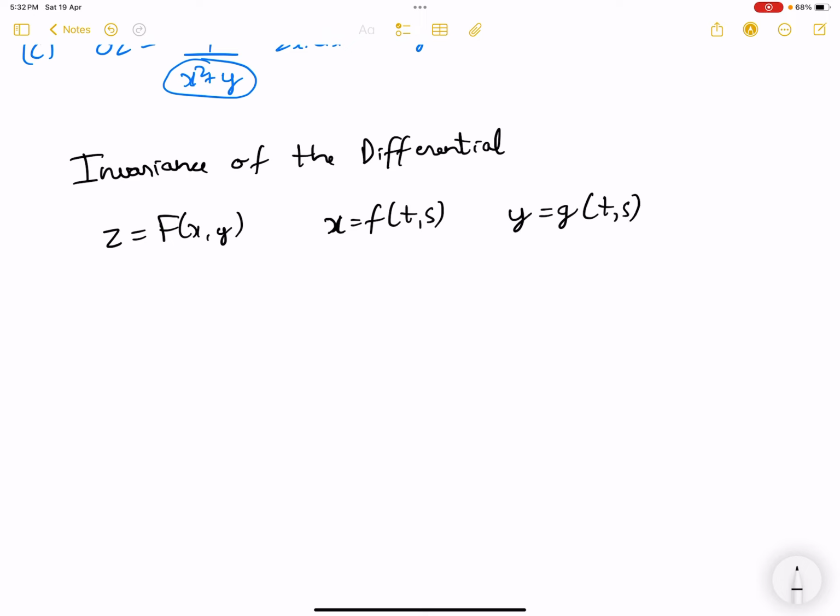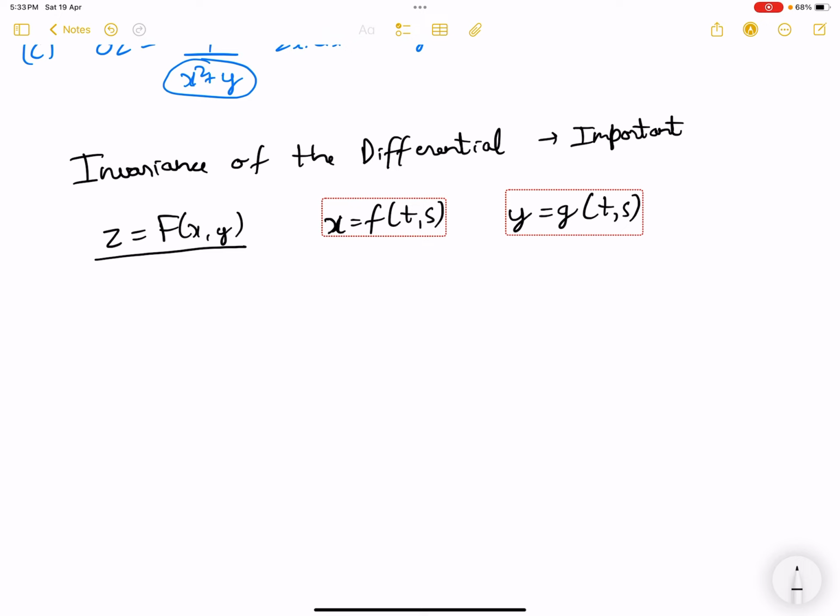तो invariance of the differential, I'll mark this as important. इसका मतलब है कि z अगर फंक्शन है f(x, y) का, and which x and y are further functions of t and s, तो z is a composite function of t and s. ठीक है. इनवेरियंस ऑफ द डिफरेंशियल मतलब फर्क नहीं पड़ेगा कि z t और s का कॉम्पोजिट फंक्शन है, उसका डिफरेंशियल as it is same रहेगा.